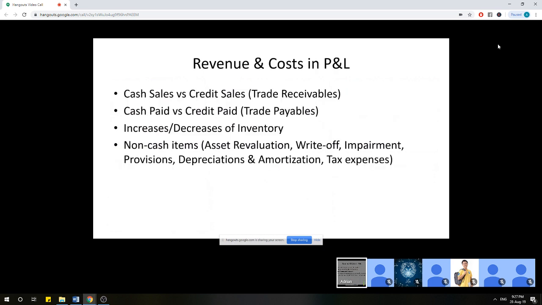So another thing, for example here, I will tell you what revenue and costs will be recorded in P&L. Like just now, Darren asked how revenue cannot convert into cash, because we have cash sales and credit sales. Sometimes you sell items not only for cash but also on credit. When there are credit sales, the company needs to record the credit sales in trade receivables.